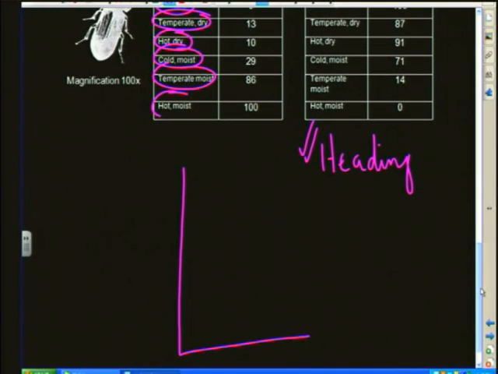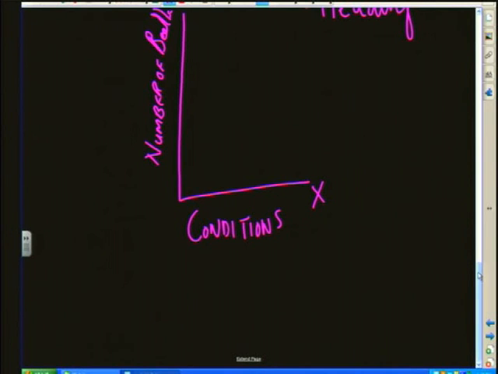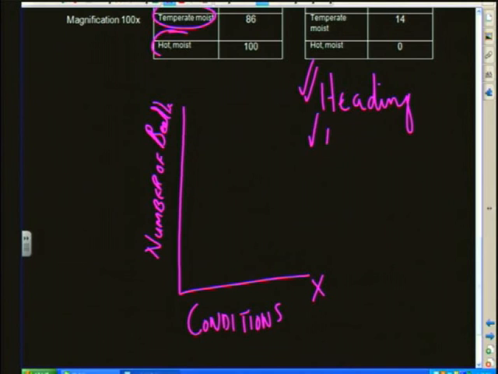So here I'm going to very quickly extend the page. We're going to call this the conditions, and that's the x-axis, and on the y-axis I'm going to put down the number of beetles. Okay, that's basically labeling the axes, the x and the y-axis. Let me get this correct now. The x and y-axis have been labeled, and that will give us at least 2 marks.